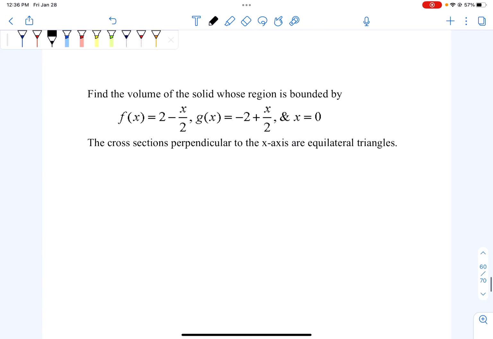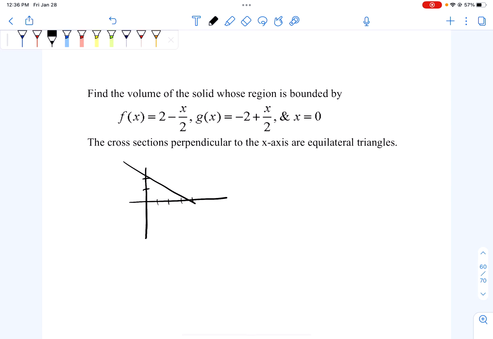Okay, let's do an example. Find the volume of the solid whose region is bounded by f of x equals 2 minus x over 2, g of x equals negative 2 plus x over 2. So what that looks like, if I were to draw this, so I'm going up 2, and I've got a negative slope of a half. So I'm going over 2 and then over 2 more. So this one is not even close. Wow, that was so bad. So this one looks something like this, right? So there is my f of x. That's my 2 minus x over 2.